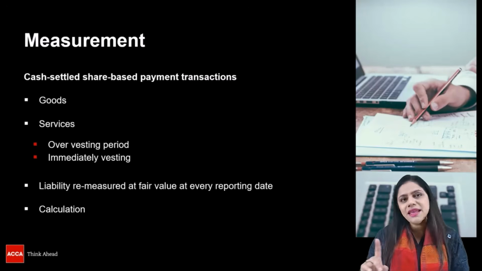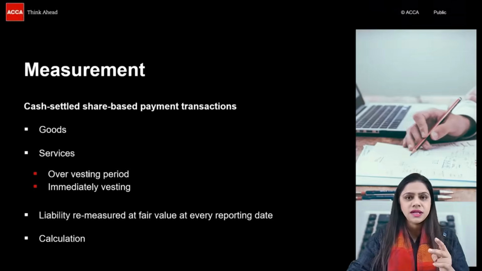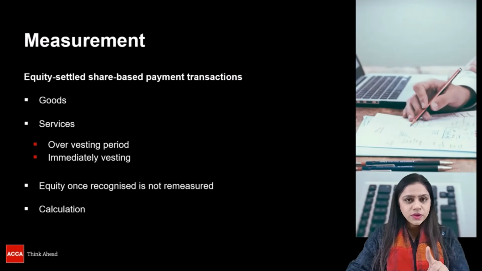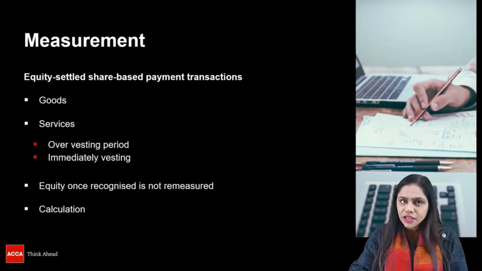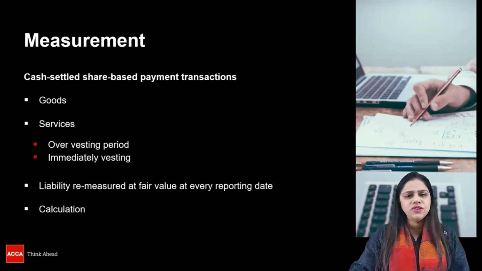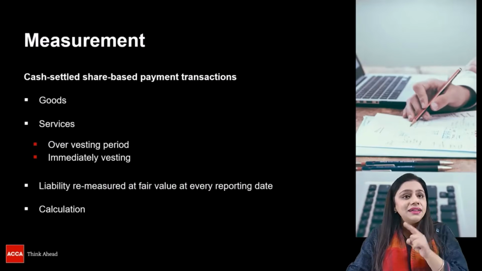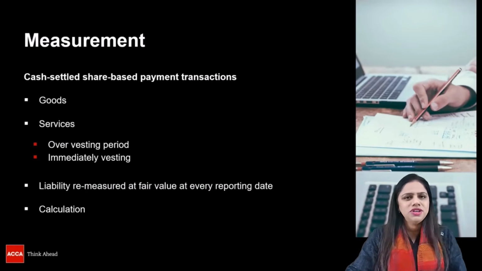So as I said, we're going to come to calculation in a minute, but identify this difference first. That in equity, you take the fair value of the equity instrument at the grant date, whereas in case of cash settled share-based payment transactions, you take the fair value of the equity instrument at every reporting date and do the calculation. How? We are going to see shortly.